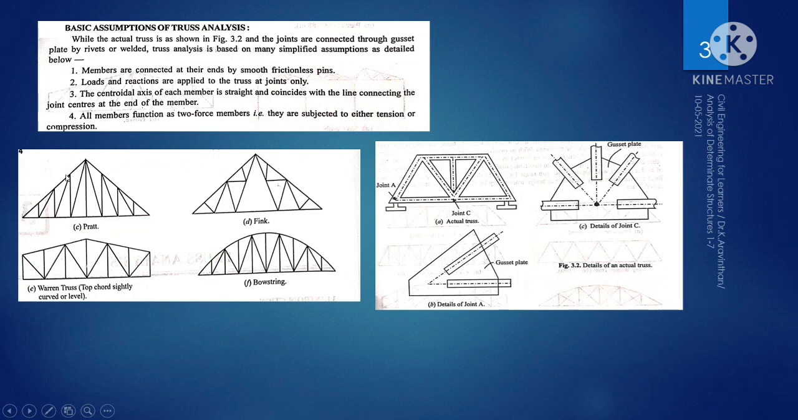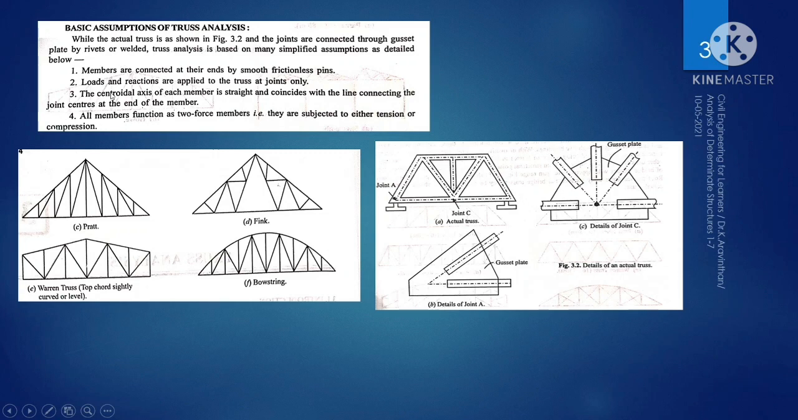If you are applying some load, if any transportation is moving on this truss, the load from the car or the vehicle should only transfer at the joint. So at no other point can this load transfer. So this is the second assumption.